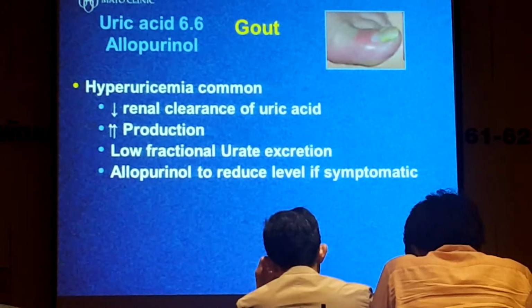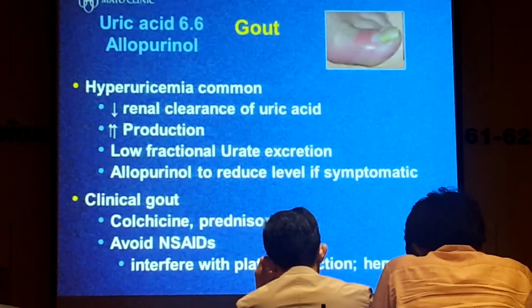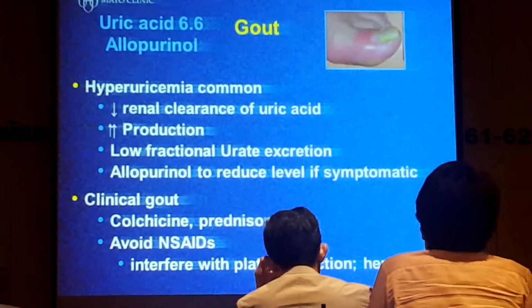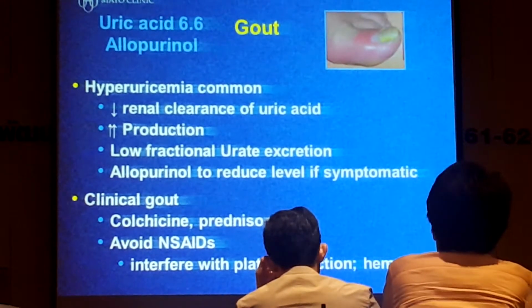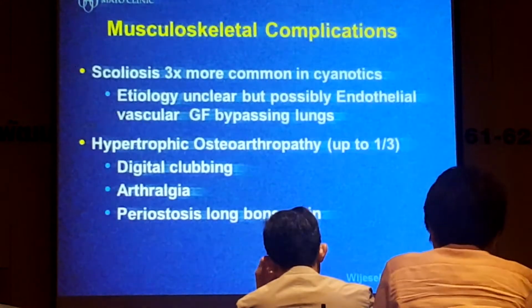You give them colchicine and some non-steroidal if you want. We use a lot of colchicine and prednisone. We don't like to use non-steroidal because of the kidneys. And in between attacks, you treat them with allopurinol and change their diet so that they don't eat a lot of meat and red meat that can cause high uric acid.